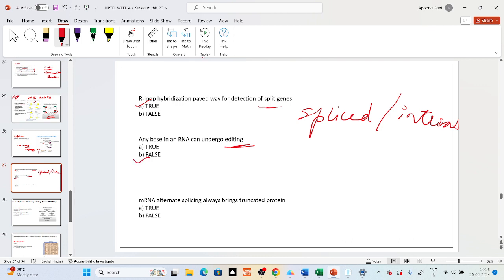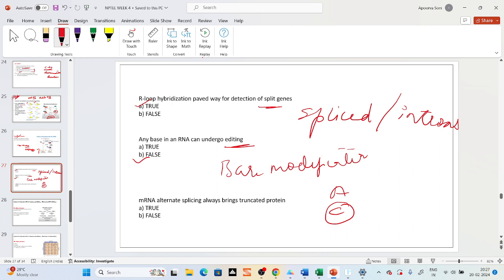false. Why? Because we are talking about any base in an RNA undergoing editing, which means base modifications. In base modification, only adenosine and cytosine can undergo editing because deamination is the kind of modification that occurs. Deamination is the removal of the amino group, and an amino group can be removed only from a base that has one, and that is adenosine and cytosine. So adenosine is converted into inosine, and cytosine is converted into uracil, or cytidine is converted into uridine. So not any base can undergo editing, only A and C can undergo editing.